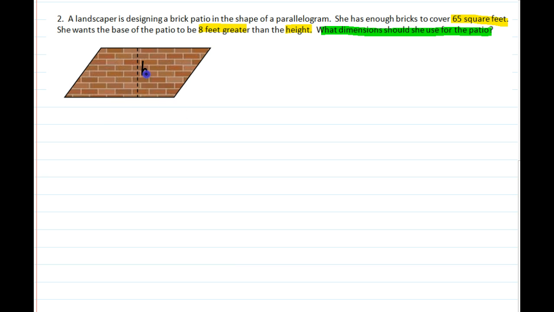So this is our height, and we want the base to be 8 feet greater than the height, and so we would say h plus 8. To find the area of a parallelogram, it's the same formula, base times height. And so we're going to go base times height, which is just going to be h plus 8 times h. And remember, that's going to equal 65.